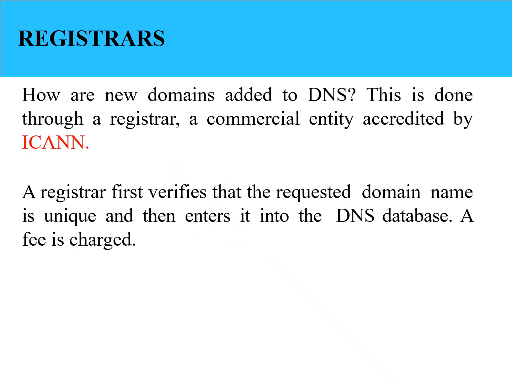Now let us look at what registrars are. How are new domains added to the DNS? This is done basically through a registrar. It is a commercial entity that is accredited by ICANN. A registrar will first verify that the requested domain name is unique and then it enters it in the DNS database. A fee will be charged for this.